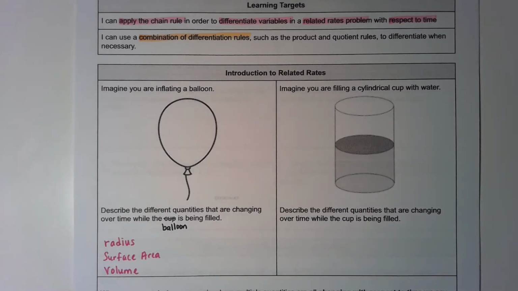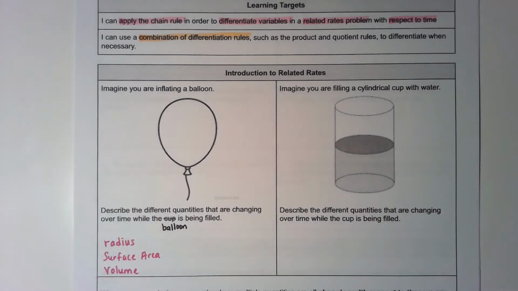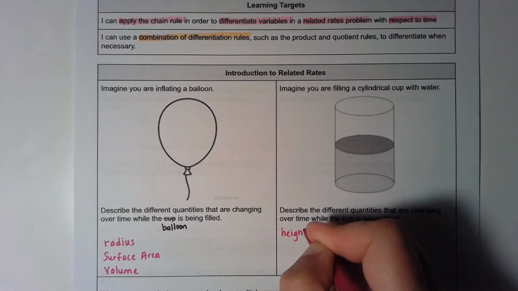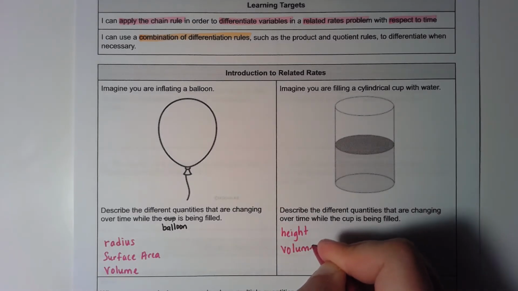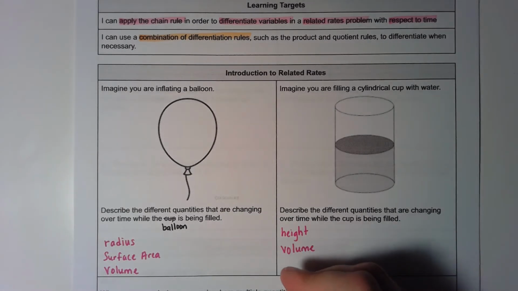Now imagine you're filling a cylindrical cup of water. What different quantities are changing over time when this cup is being filled? Well, in this case, when we look at this diagram, you can see the radius of this cup is not going to change. So like this radius is a set quantity. The cup isn't going to expand. However, the height of the water over time is going to change. How much water is actually in the cup. So the volume of the water over time is going to change. And I do want to make a special note here that in this case, the radius doesn't change.